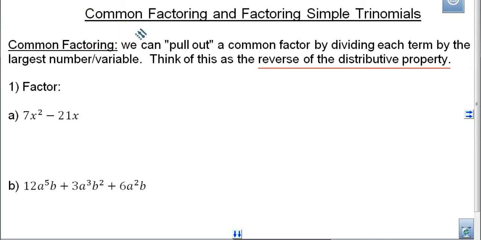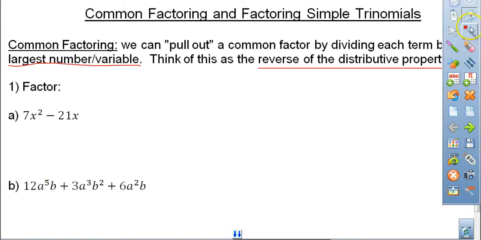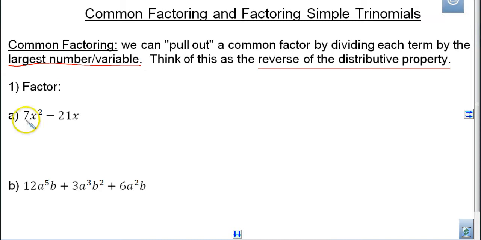I like to say pulling it out, or you can think of it as dividing out a common factor by dividing each term by the largest number and/or variable. So we want to reduce it as much as possible. So as an example here, if we have 7x squared minus 21x, first I can take a look at the coefficients, 7 and minus 21. The largest number that I can divide those by is 7.